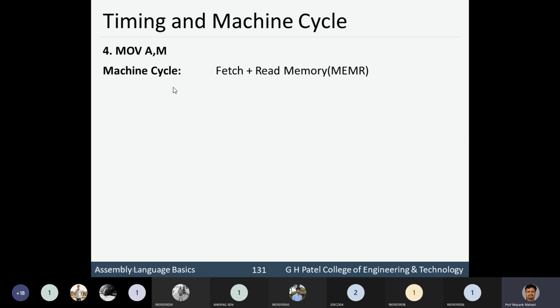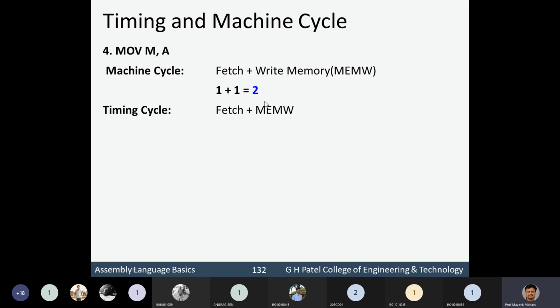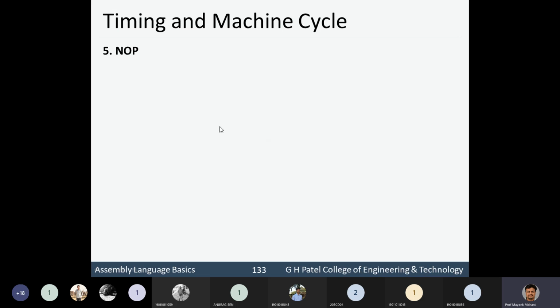The same is the case with your MOV A comma M. In this the opcode would be fetched and then the memory would be read. So it requires two machine cycles and 7 T states. The same is the case with your MOV M comma A: fetch the opcode and write the data, so 7 T states. NOP only requires one machine cycle and it requires 4 T states.